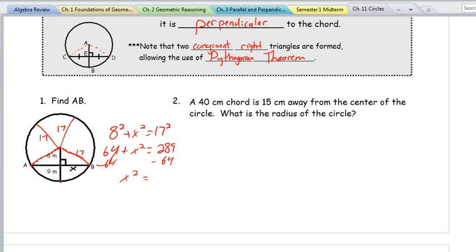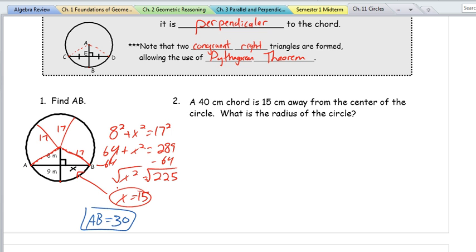X squared equals 225. Take your square root. X is 15. So x is 15. Put it back in. Always answer the question. So AB is then going to be double that, or 30.